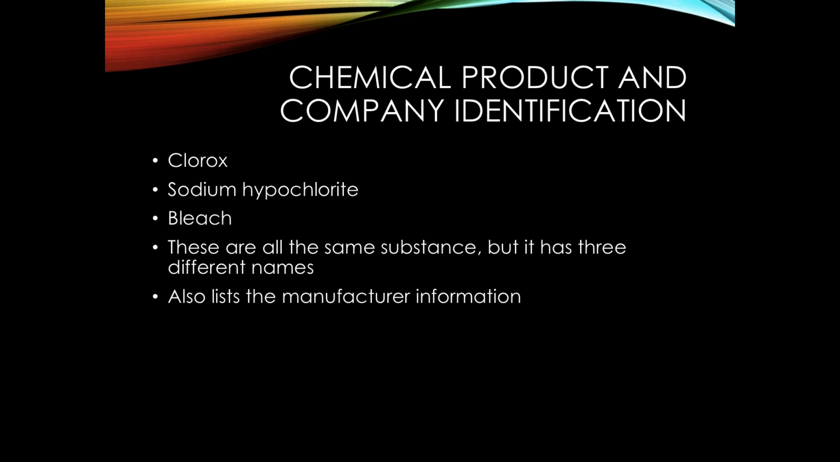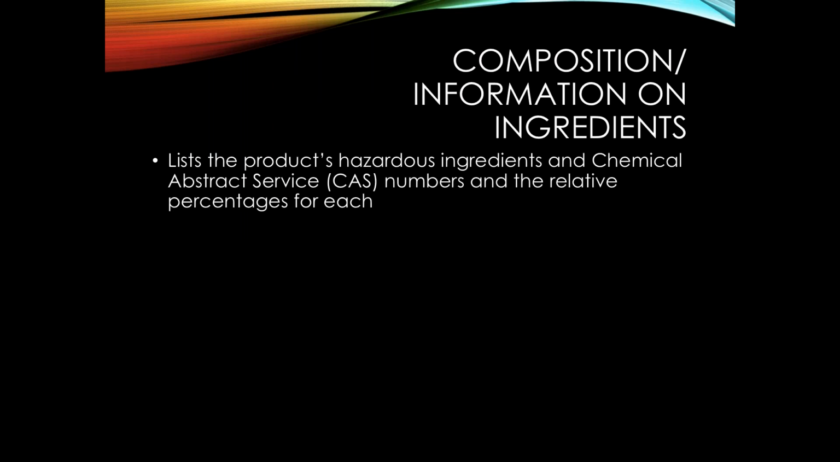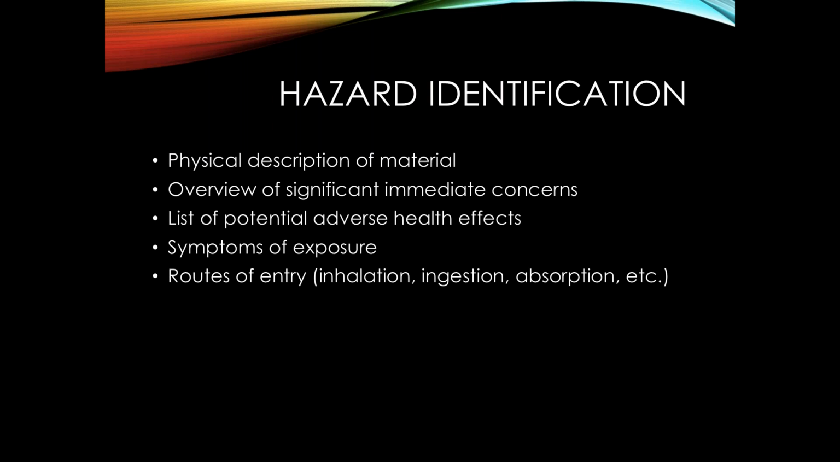Also lists the manufacturer's information. It has composition information, which lists the product's hazardous ingredients, chemical abstract service numbers, and the relative percentages of each. It talks about hazard identification: physical description of material, overview of significant immediate concerns, list of potential adverse health effects, symptoms of exposure, and routes of entry, or inhalation, ingestion, absorption, things like that.